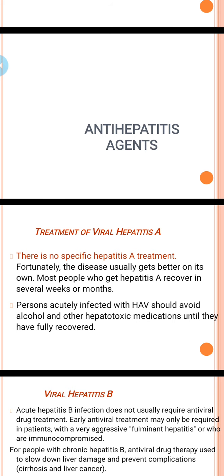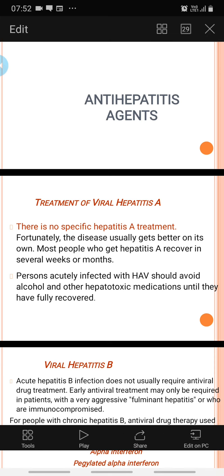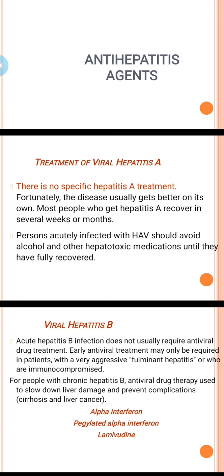Anti-hepatitis agents. For the treatment of viral hepatitis, there is no specific hepatitis A treatment. Fortunately, the disease usually gets better on its own, and most people who get hepatitis A recover in several weeks or months. Persons acutely infected should avoid alcohol and other hepatotoxic medications until they have fully recovered. Viral hepatitis B: acute hepatitis B infection does not require antiviral drug treatment.